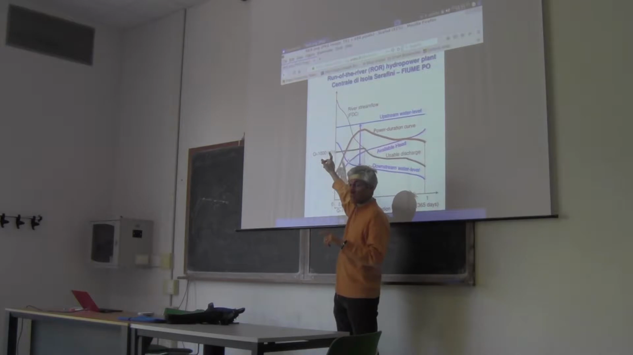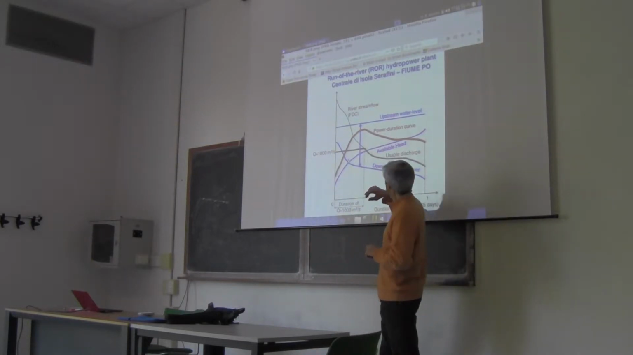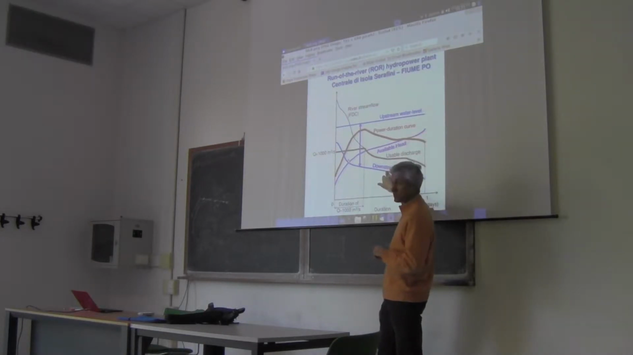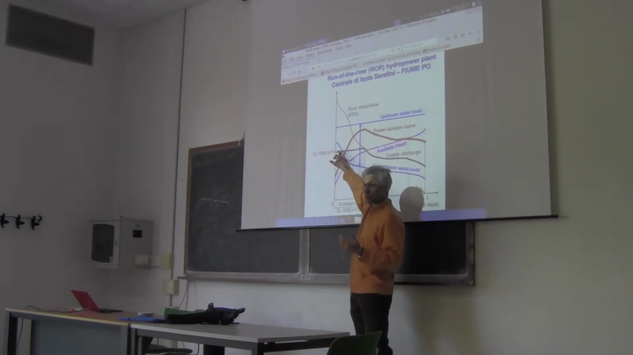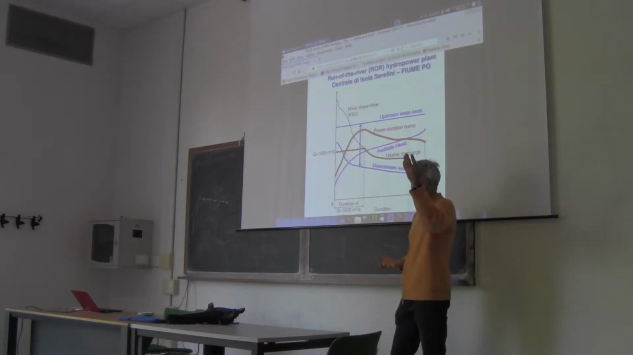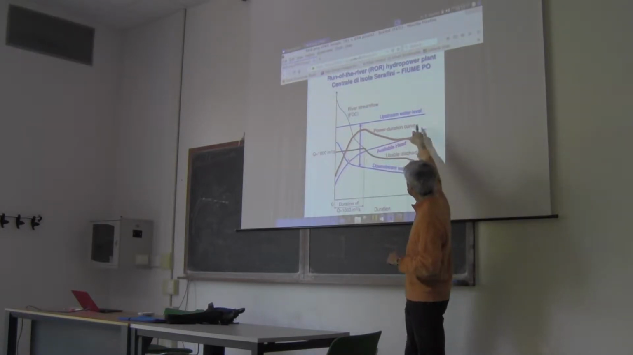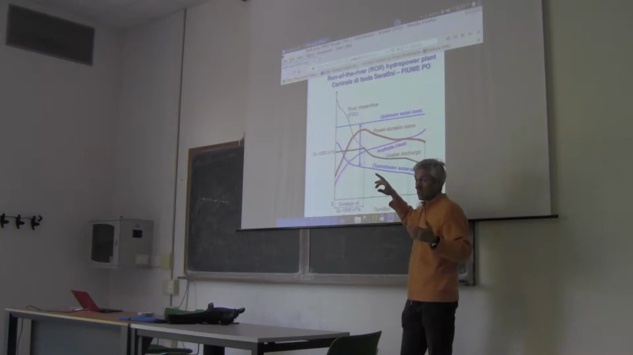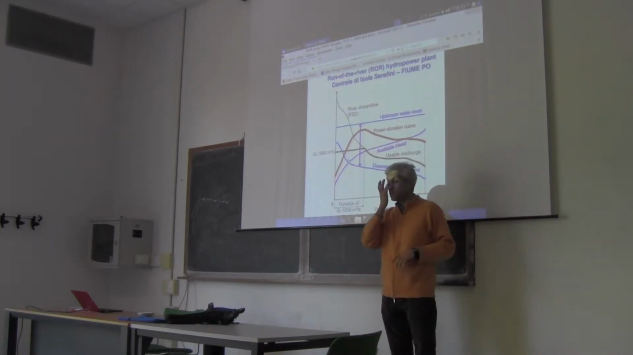This is the run-of-the-river plant on the Po River at Isola Serafini. Here you have the downstream water level that corresponds to the different river flows. For higher flows, you have a higher downstream water level, of course, because higher flow means higher level in the river. Low flows, lower level. And the upstream water level is kept constant because they open and close gates in order to keep the upstream level constant.